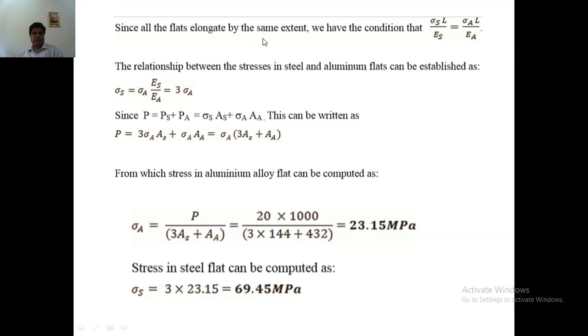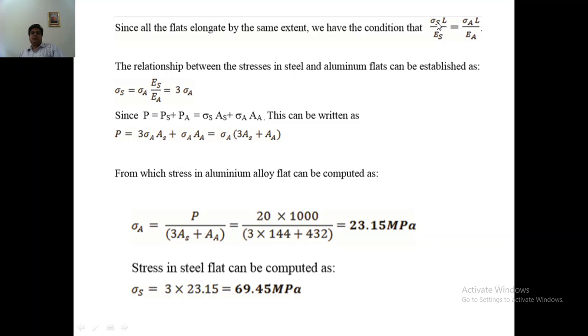So, as in the derivation, we saw that the condition is that the strain, that is the change in length of the composite bar, should be equal for both the members of the composite bar. So this is the steel bar and this is the aluminum bar. Both the aluminum and steel bars or flats should extend by the same amount. So delta L for steel should be equal to delta L for aluminum. So the change in length for steel should be equal to the change in length for aluminum.